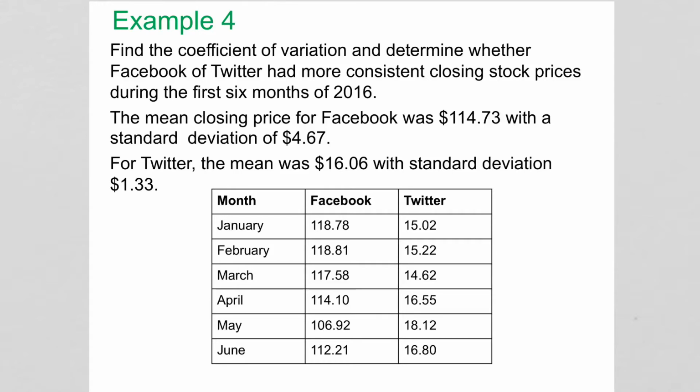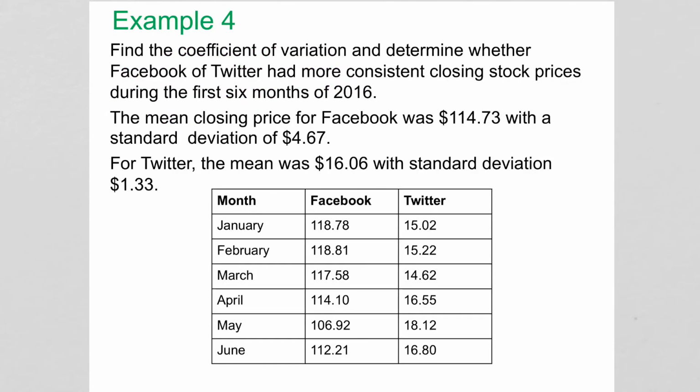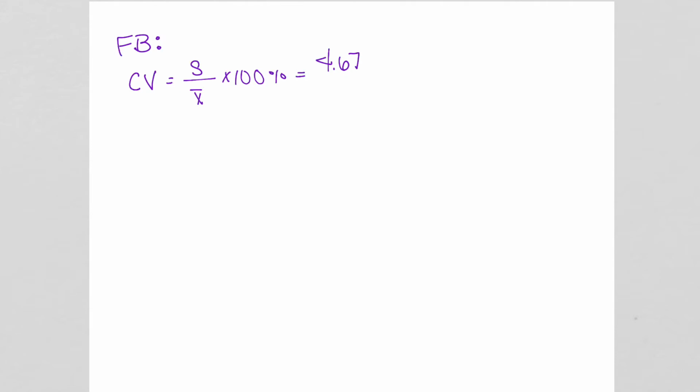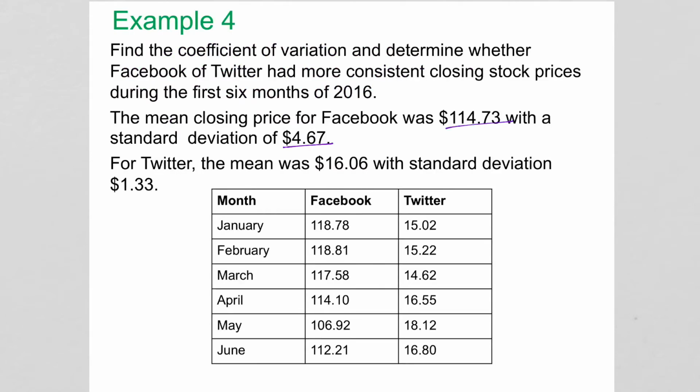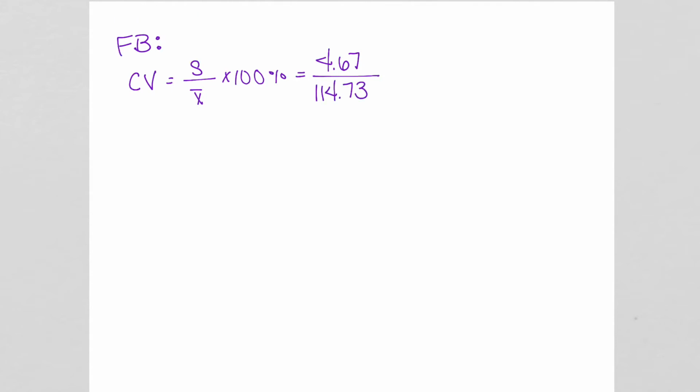The mean closing price, they've given us the mean and the standard deviation, so we didn't have to go through and do all that, which we've done before. Okay? So, for Facebook, it would be s over x bar times 100%. So the standard deviation for Facebook was 4.67. And the mean, 114.73. Gives us 4.07%.